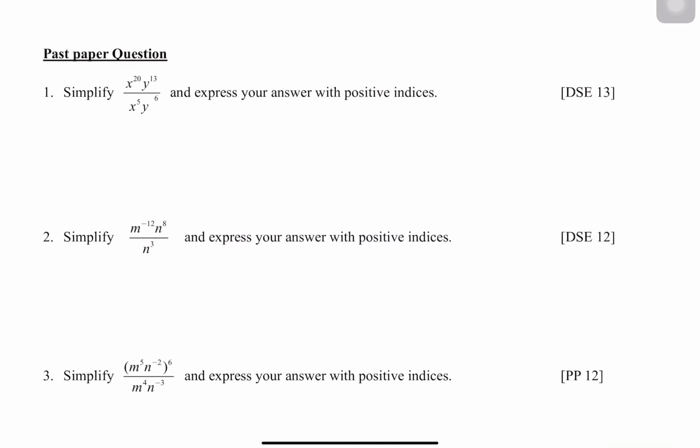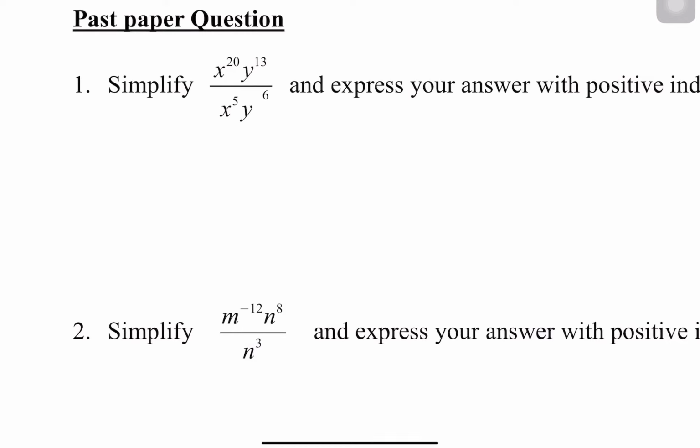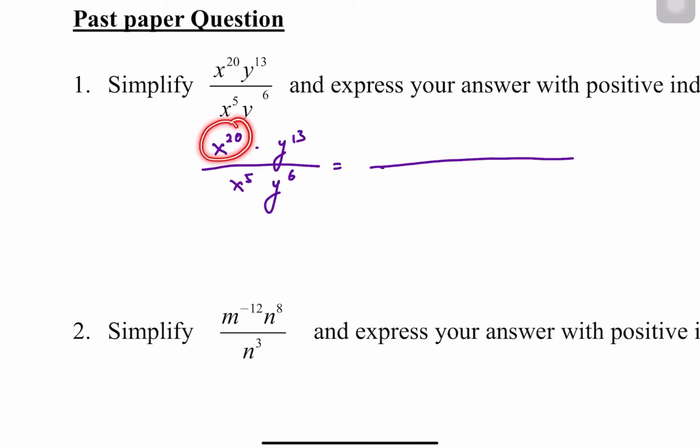One more example, DSE Q13. Simplify this term. x to the power 20 times y to the power 13 over x to the power 5 times y to the power 6. And how can we simplify it? Maybe you can think about the question like this. This time you need to do the simplifications. I know we can cancel out some x, but how?